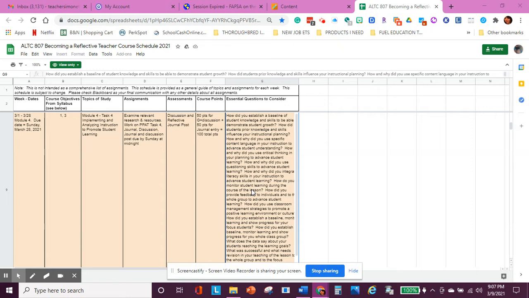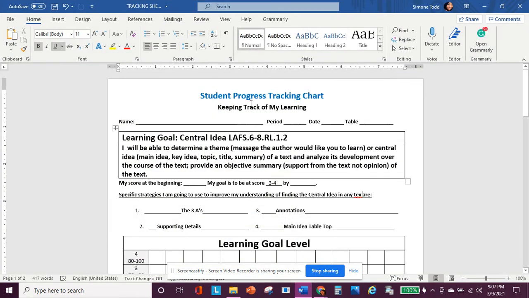So here I want to branch off and I just want to show you something that I used to use. Okay, so this is my student progress tracking chart, okay?